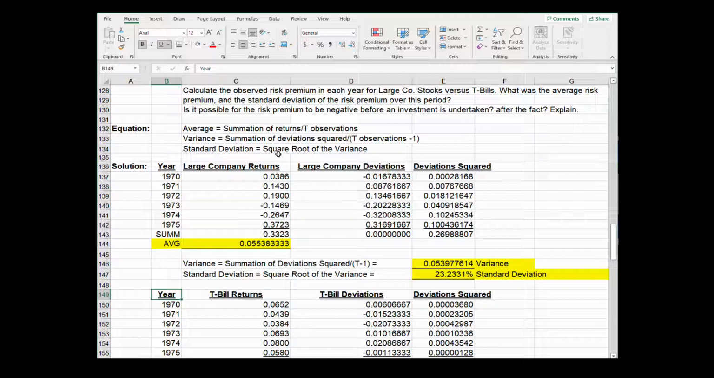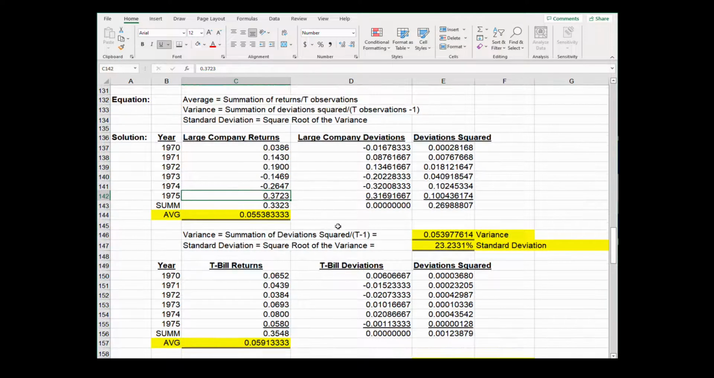71, 14% on your money. 72, 19% on your money. 73, wildly fluctuating down to 14.69% negative, and even worse in 74, 26.5% negative. And then a recoup in 75 recaptured some of those losses with a huge 37.23% return on large company stocks.